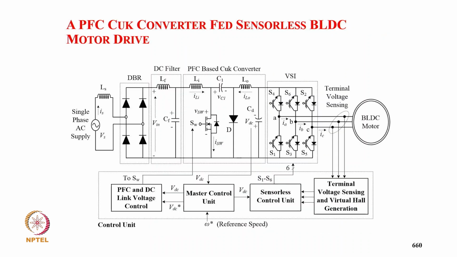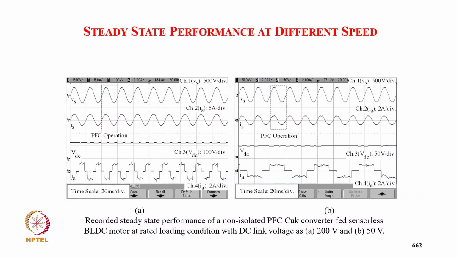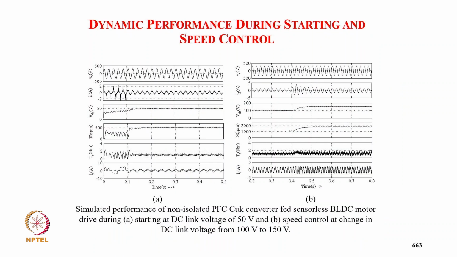And this is the PFC converter control for this converter with terminal voltage sensing, and these are the typical simulated performance at 200 volt DC link and 50 volt DC link. So you can see the supply current remains in phase with the supply voltage, demonstrating unity power factor, then DC link current, speed and torque and winding current. And these are the experimental results corresponding to supply voltage, supply current, DC link voltage and the winding current for 200 volt DC link and 50 volt DC link, 2000 rpm and 500 rpm.